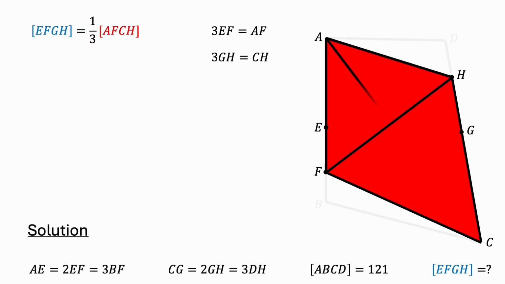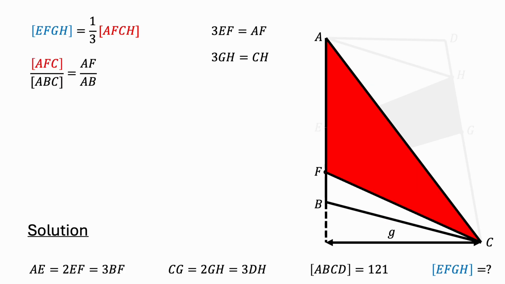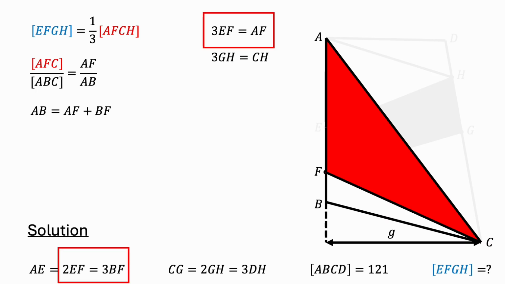Next, join A to C and then consider triangle AFC and triangle ABC. They share the same height g from C to AB. So, area of AFC over area of ABC equals AF over AB. Now, AB equals AF plus BF. Since 3EF equals AF and 2EF equals 3BF, we get AB equals 3EF plus 2 over 3 EF. So, AB equals 11 over 3 EF.